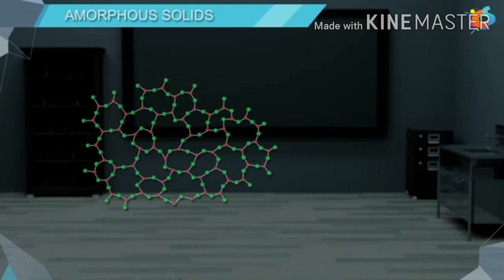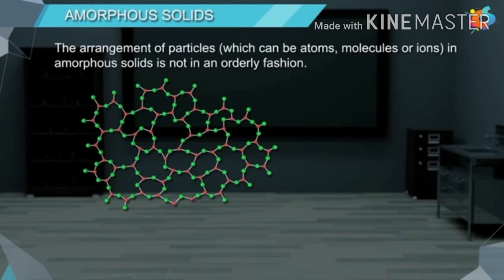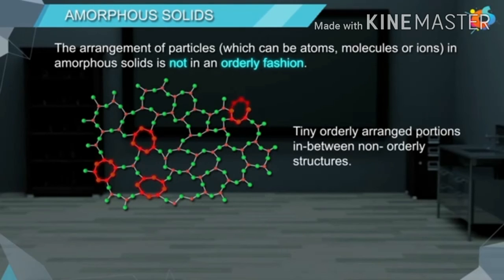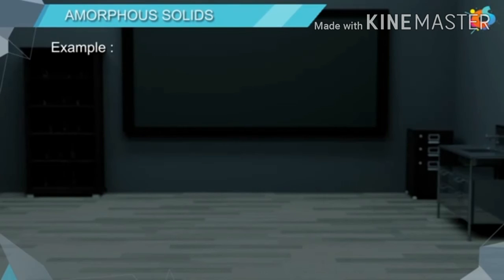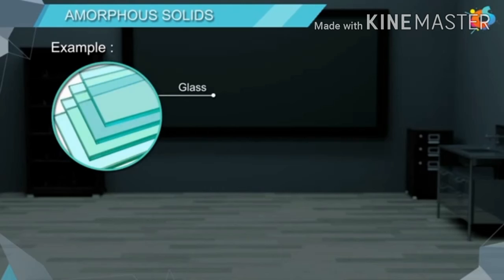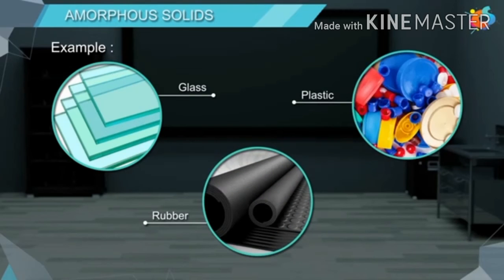Now let us discuss amorphous solids. The arrangement of particles in amorphous solids is not in an orderly fashion. Sometimes in amorphous solids, we can find a few tiny orderly arranged portions in between non-orderly structures. Since they are very small in number, they cannot influence the overall structure. Due to this, the overall arrangement of the particles in amorphous solids is distorted. The examples of amorphous solids are glass, rubber, plastics, etc.